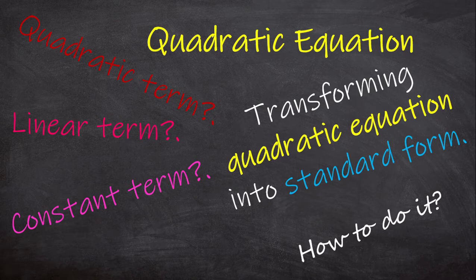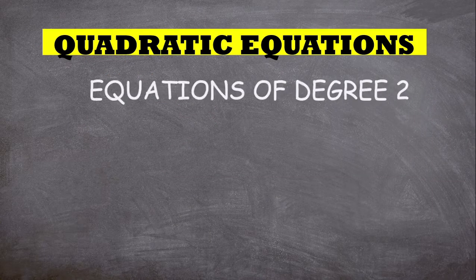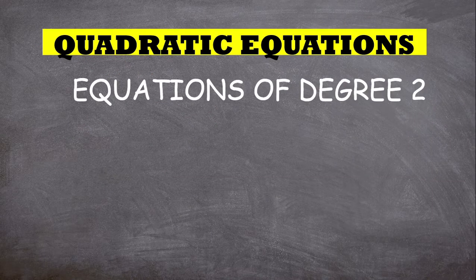So for today's lesson, we will be learning more about quadratic equations. We will also be identifying the quadratic term, linear term, and constant term. And also, we will be transforming quadratic equations into the standard form. So as a review, quadratic equations are equations of degree 2. It means that the highest exponent of the unknown variable in our equation is 2.